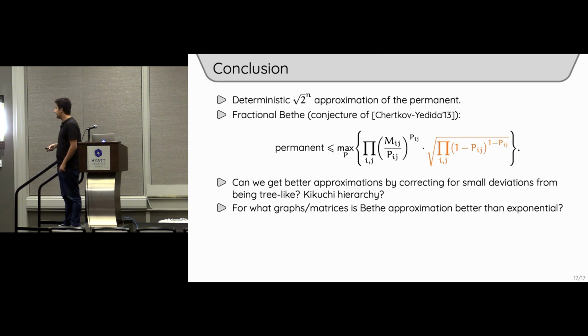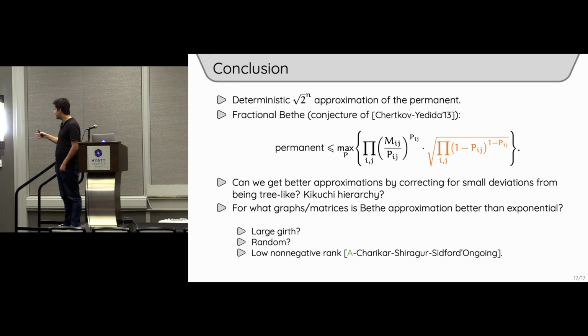There is another orthogonal direction, for Bethe approximation, which we know is computationally efficient. Can we prove better bounds for special classes of matrices or graphs? One natural conjecture would be that a graph becomes more and more tree-like as the girth grows. So what happens to large girth graphs, for example, or what happens to random graphs? In some related ongoing work, we've shown that for low non-negative rank matrices, we get much better than exponential approximation. But yeah, thank you.